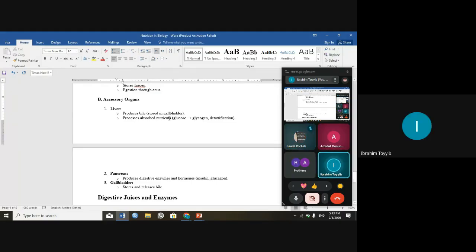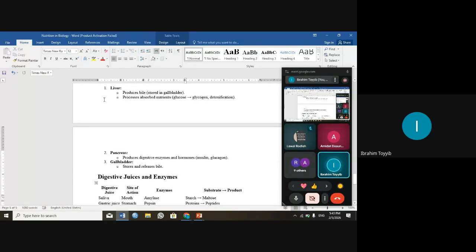And liver also functions as what? Deamination of amino acid and detoxification of toxins. Toxins are toxic harmful substances which should be removed from the body. So even liver is one of the excretory organs. So it's deamination of what? Amino acid.